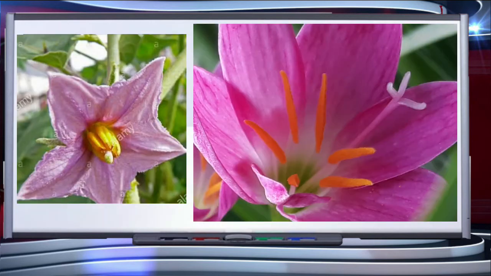Stamens of flowers may be united with other members such as petals or among themselves. When stamens are attached to the petals, we call them epipetalous, as in brinjal. When attached to the perianth, as in the flowers of lily, we call them epiphyllous.